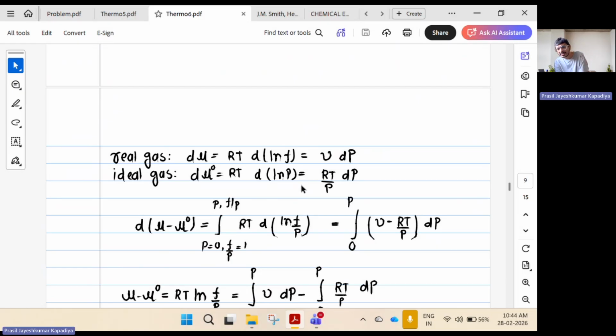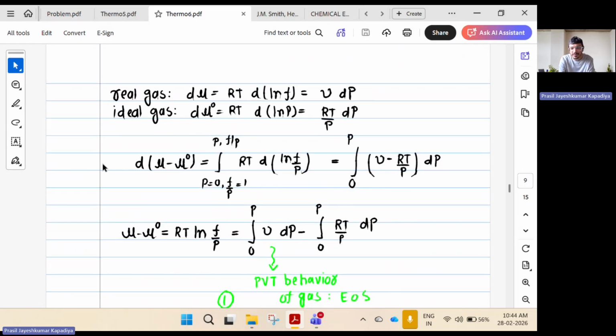Now let's try to understand the effect of pressure. So for real gas, again I am writing this relation. d mu is RT differential of ln F, that is VdP, and for ideal gas d mu0 is RT d of ln P, that is RT by P dP. So can I write differential of mu minus mu0 is equal to integration from P equal to 0 to my system pressure P, RT into differential of ln F by P. Okay. That is nothing but VdP minus RT by P dP. So that is V minus RT by P into dP.